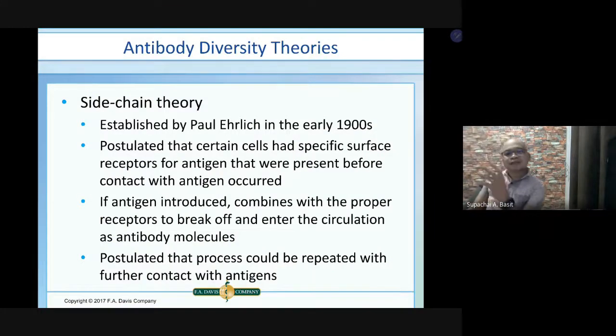Okay, so you notice that our antibodies are really diverse. There are several theories that support its diversity, and one of them is the side chain theory, which was established by Paul Ehrlich in the early 1900s. He postulated that certain cells had specific surface receptors for antigen that were present before contact with antigen occurred. So even without exposure to the antigen, our cells will already have receptors.